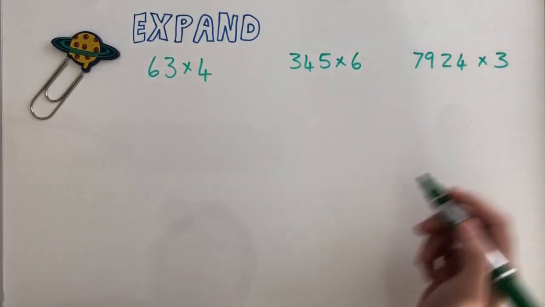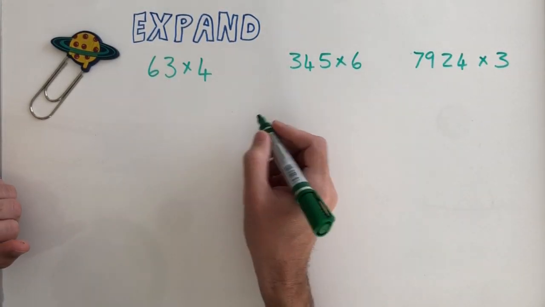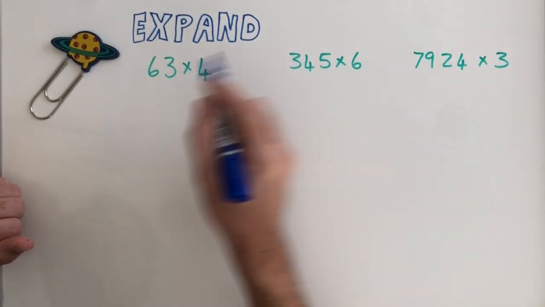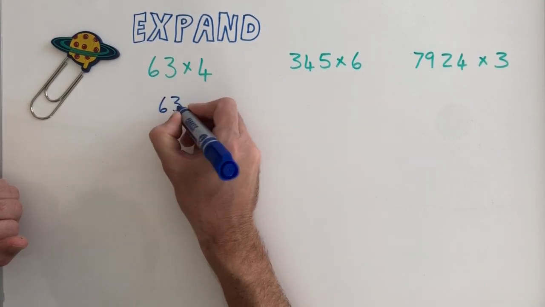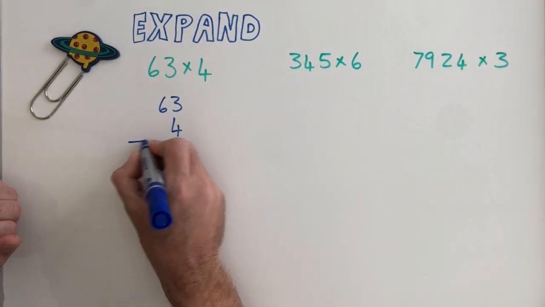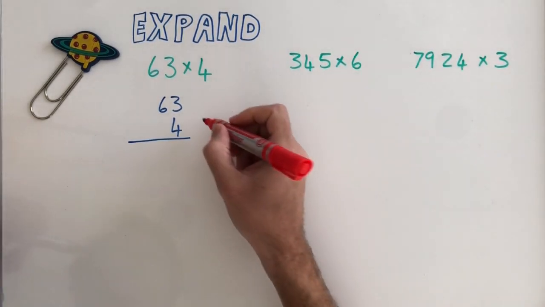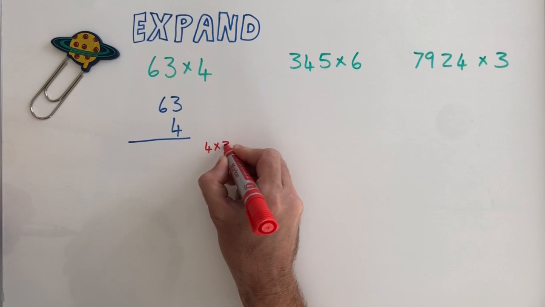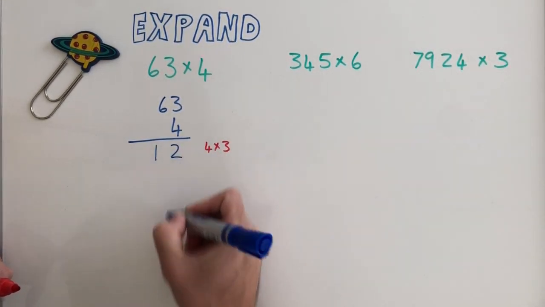So maybe they give us these problems and they say, what's the product of these equations? So I'm going to write down, let's do a different color. So we'll do 63 times 4, and I'll write a little line. Now, with the expanded version, I do it in very baby steps. So I'm going to start with 4 times 3. I'll just write 4 times 3 here because that's what I'm doing. And 4 times 3 is 12, so I just write 12 here.